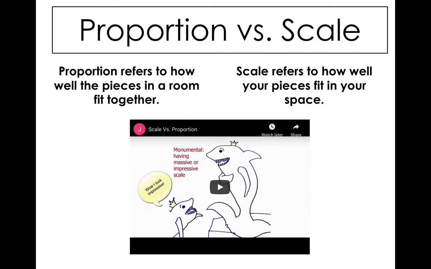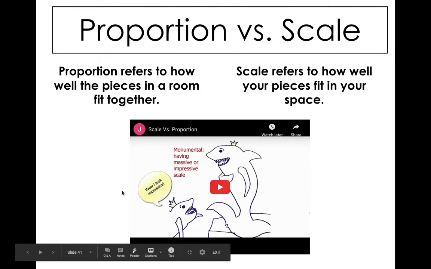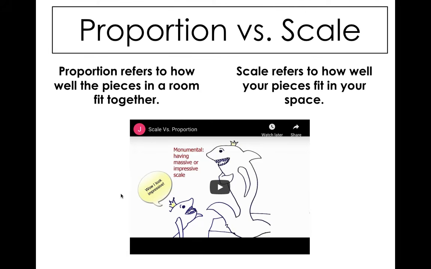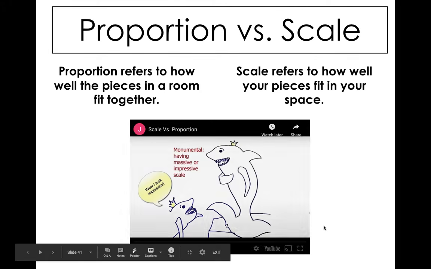Okay, it's very easy though to mix up proportion and scale. So proportion refers to how well the pieces in a room fit together in terms of do they look good together? And then scale refers to how well your pieces fit in the space. So this video right here is a really good example of how to differentiate between the two. So give that a look as well.